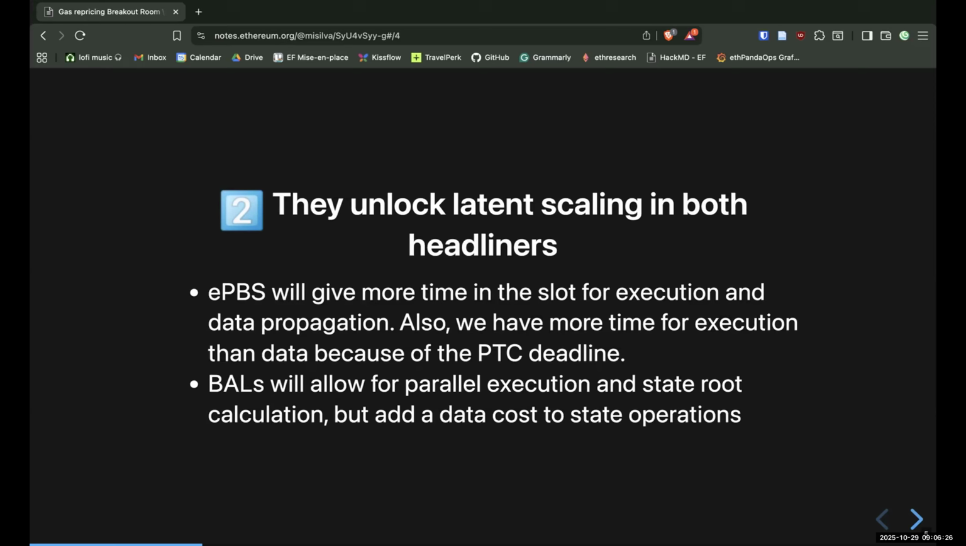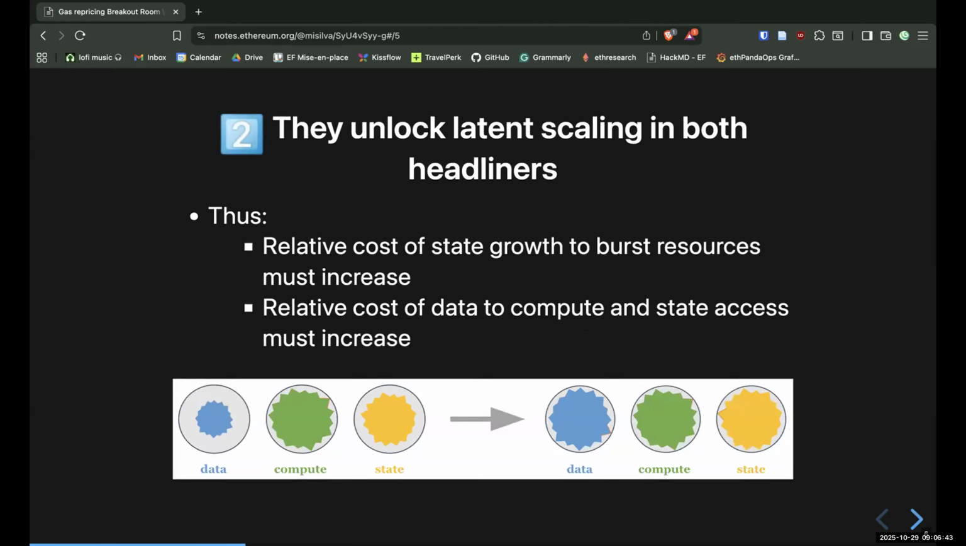But this is actually adding a data component cost to state operations, because now state operations will use block space, which is the block level access list itself. So what this means is that actually the relative costs of different resources will change. And if we don't adapt the pricing to meet those changes, then we are introducing bottlenecks not at the resource level, but on the whole resources.